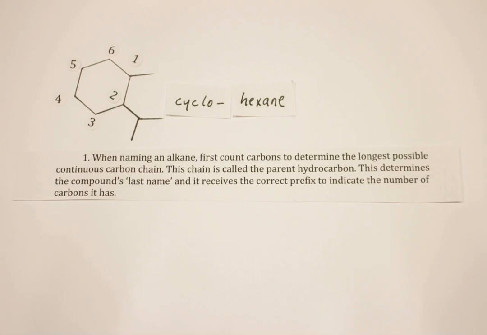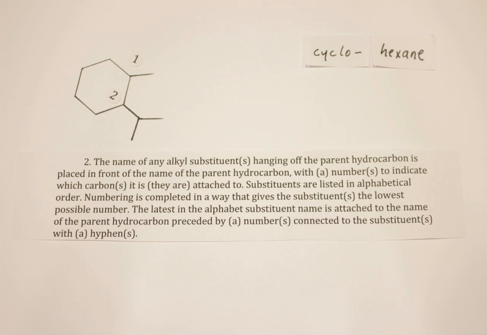If, on the other hand, the cyclic part of the molecule is not the longest part and it comes off as a substituent, then the prefix cyclo goes in front of the name of the substituent. I'll show you an example of that in a moment. So let's name this thing here.